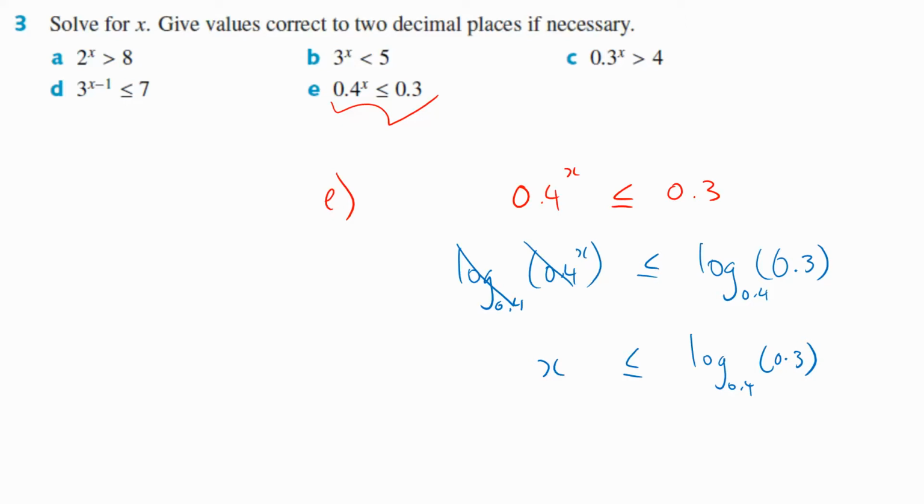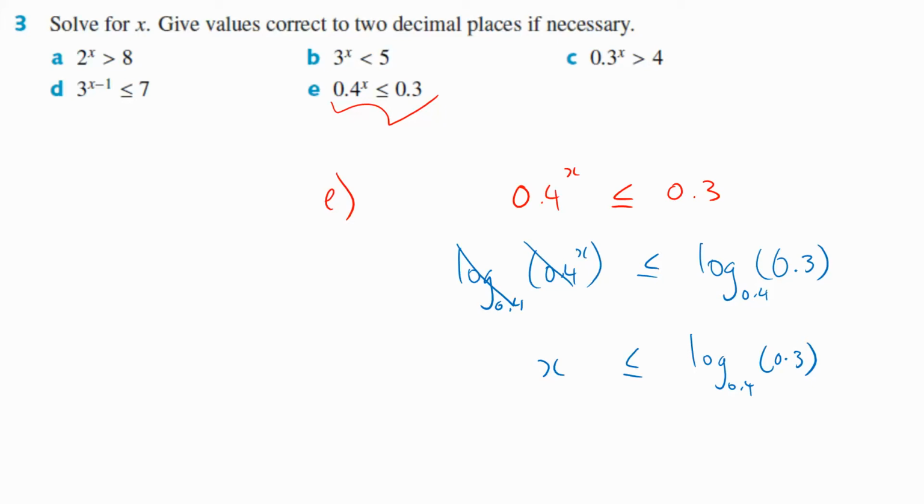Because if that is a negative number, then your signs switch. The reason why it switches is because if this is a negative number already, then when you divide both sides by a number that's negative, the signs have to switch. That's how it works within equations.